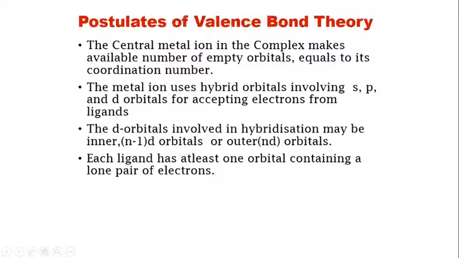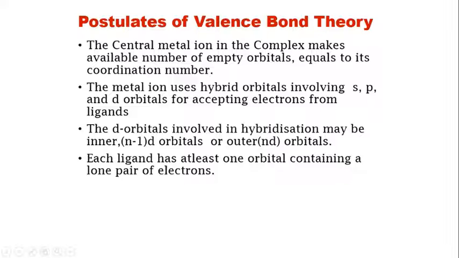So we'll see the postulates of VBT theory. The central metal ion in the complex makes available a number of empty orbitals equal to its coordination number. I will first explain this statement. It just means that the central metal ion in the complex would make available a number of empty orbitals so that ligands can approach and donate their pair of electrons. So the number of ligands that would bond to the central metal ion would be equal to the available number of empty orbitals. That's what this statement means.